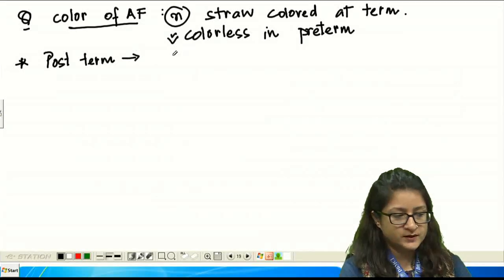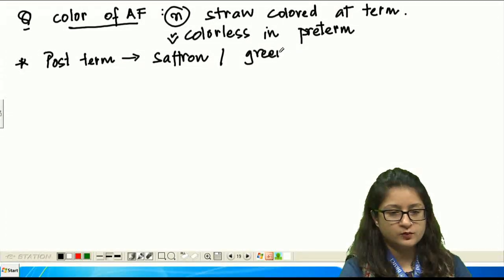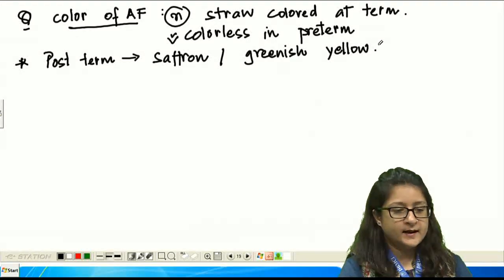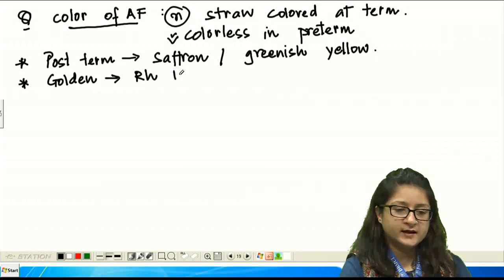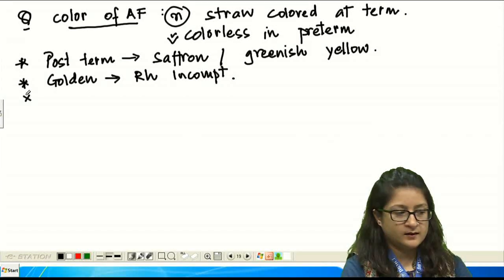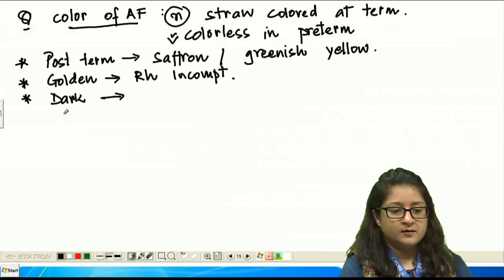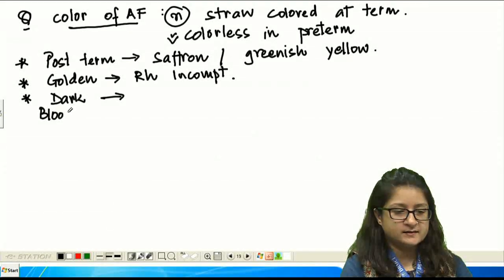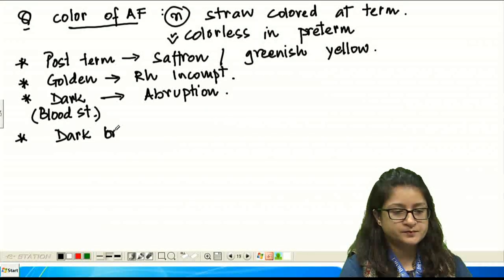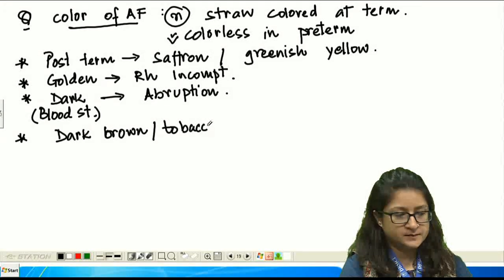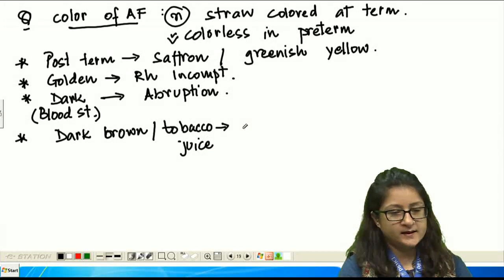Another important point is what happens in post term. In post term or post maturity, it becomes saffron colored or greenish yellow, right? Then the other important thing is golden. Golden colored amniotic fluid is seen in RH incompatibility. Dark colored or blood stained is seen in abruption. Then we have to remember that the dark brown or tobacco colored, tobacco juice like, is seen in IUD.